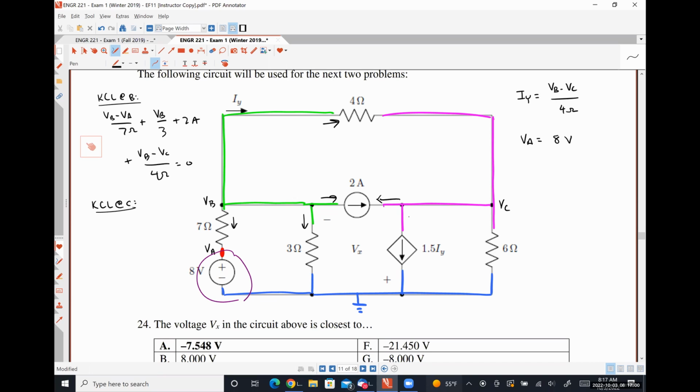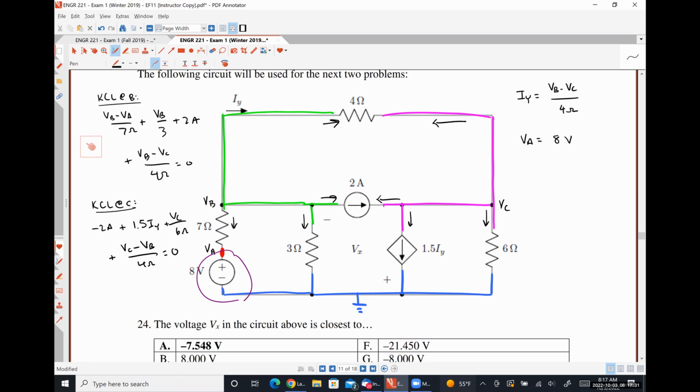So I'm going to have this, this, this, and this. So negative 2 amps plus 1.5 IY plus VC over 6 plus VC minus VB over 4 ohms is equal to 0.